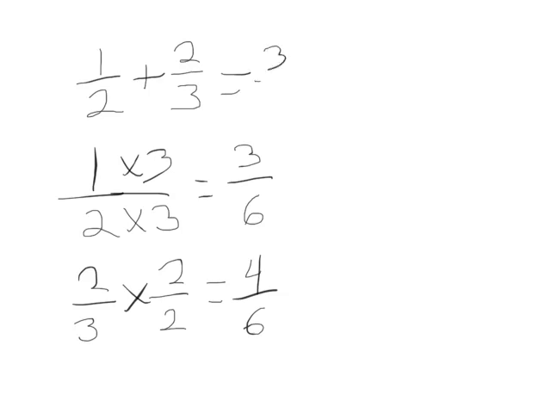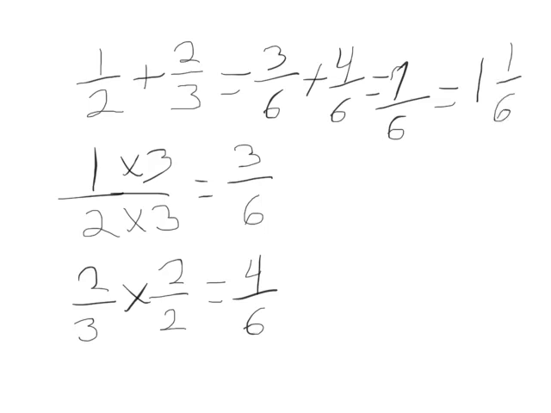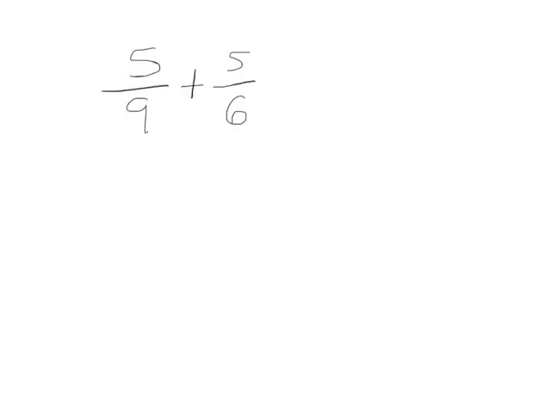When we add 3/6 plus 4/6, we get 7/6. And 7/6 is the same as 1 and 1 more sixth, 1 and 1/6. Both of these fractions are greater than 1/2, so I know when I add them, I will get a number that is greater than 1.